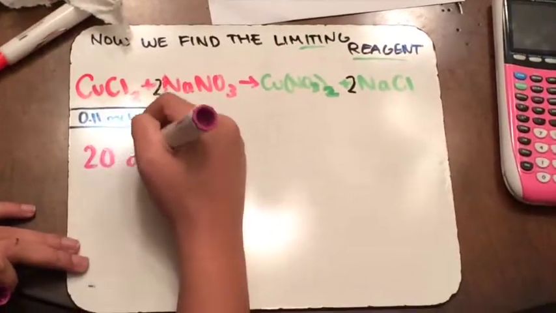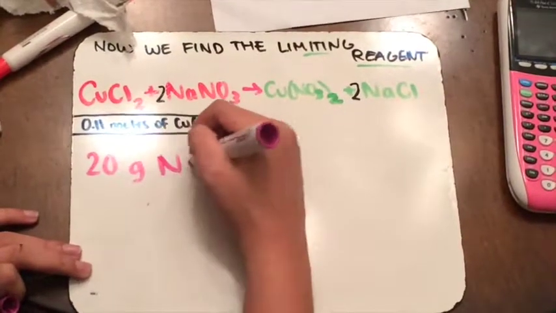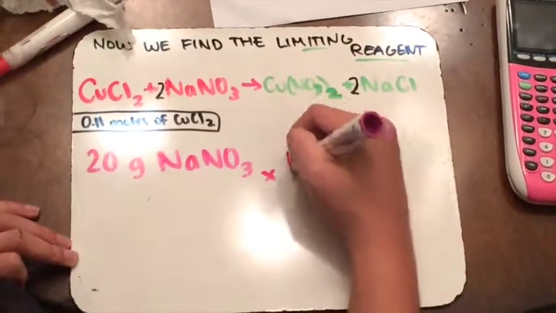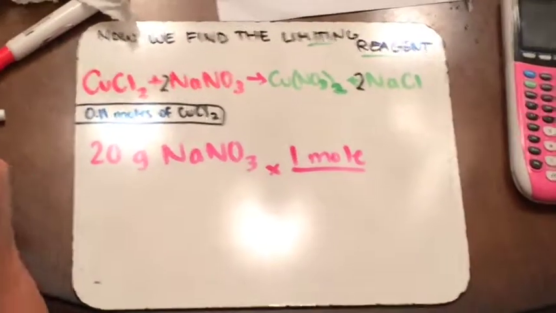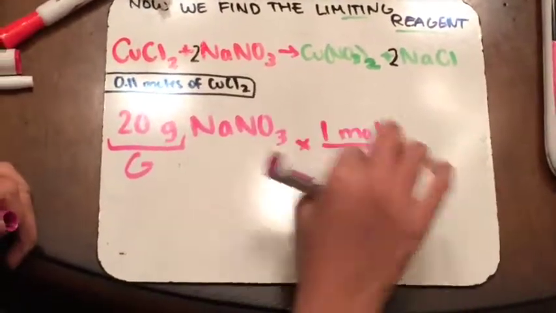And now I'm just doing this exact same thing with the sodium nitrate. So remember that we originally were given 20 grams of sodium nitrate, and I am just using the molar mass sheet, and I'm putting grams at the bottom.